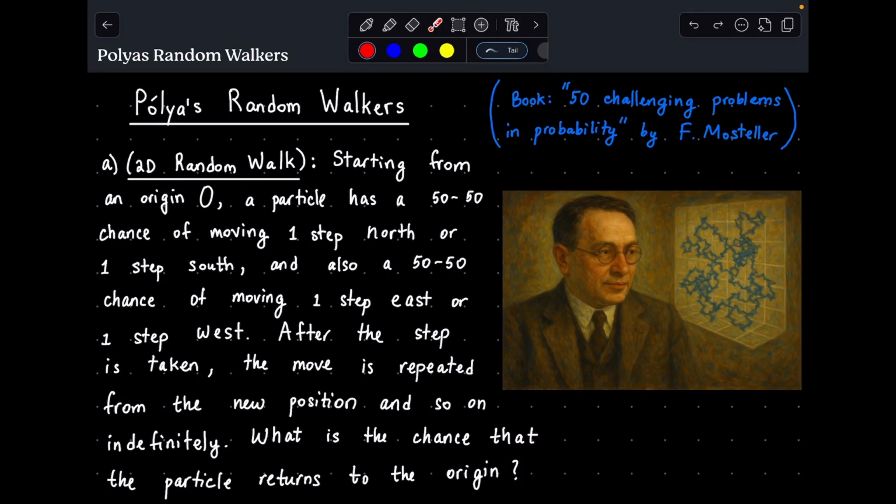Polya's random walkers. In this video, we will discuss the probability of a random walk returning back to its origin in 2 and 3 dimensions.